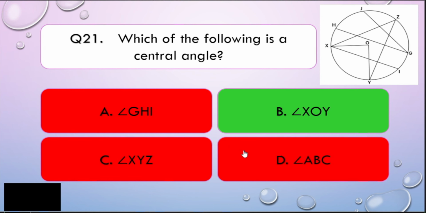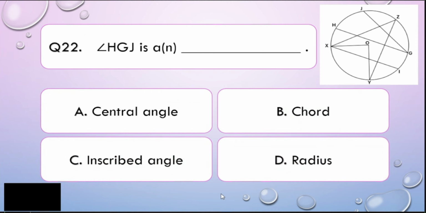So now let us go to question number 22. Angle HGJ is a or an blank. Is it A, a central angle, B, a chord, C, inscribed angle, or D, radius? I'll give you 5 seconds to think about your answer.